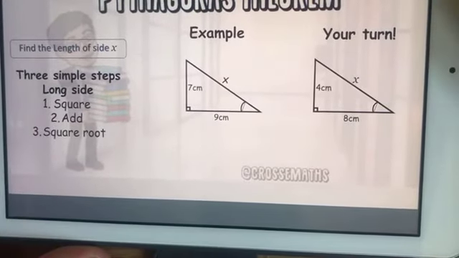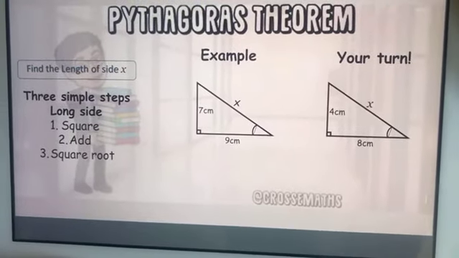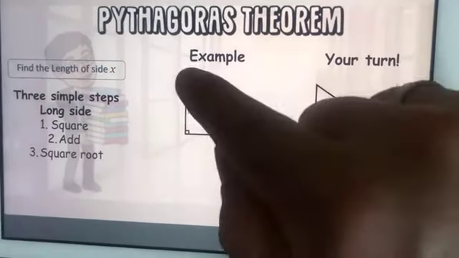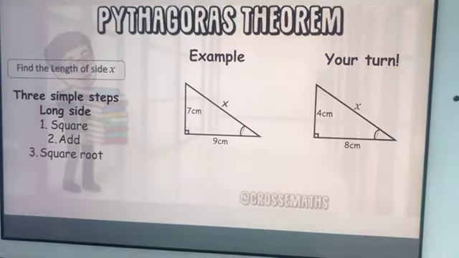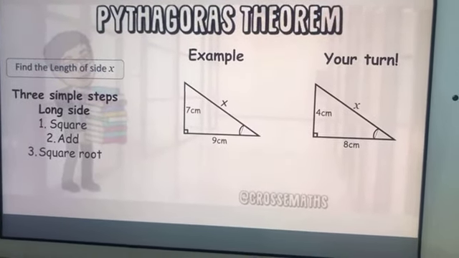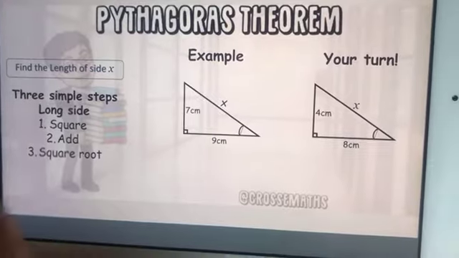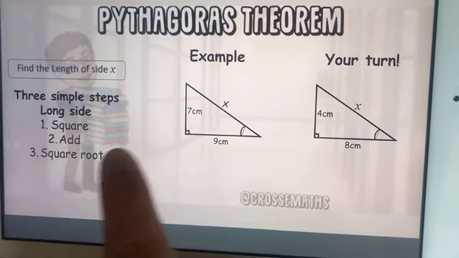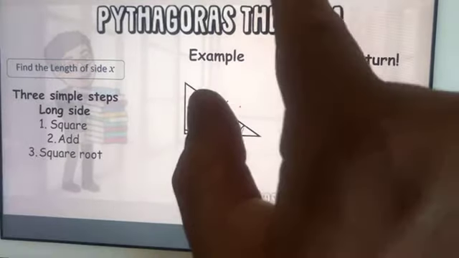Right guys, so this is what we're doing today. This is Pythagoras' theorem. Very straightforward. Now, if you're looking for one of the long sides, this one by here, the long sidey one, you follow the same 3 steps every time. You square both numbers, you add the numbers together, and you square root at the end. So I'm going to be looking for the long side x this time.